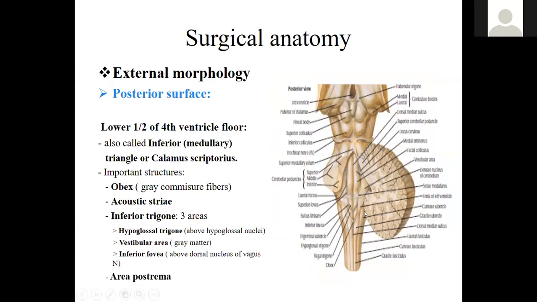We have acoustic striae, stria medullaris. We have the inferior trigon, which has three areas: a hypoglossal trigon here, a vestibular area on both sides, and then an inferior fovea. We also have the area postrema, that chemoreceptive region of the medulla oblongata that is responsible for the response we have to blood-borne noxious stimuli which cause vomiting.